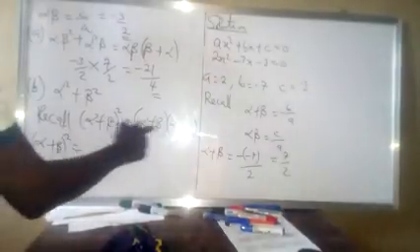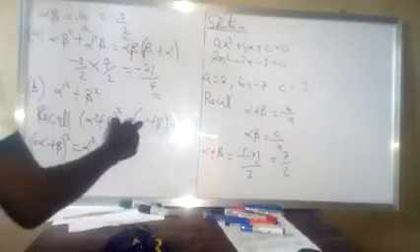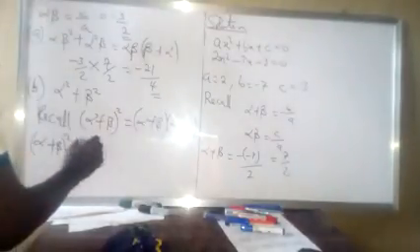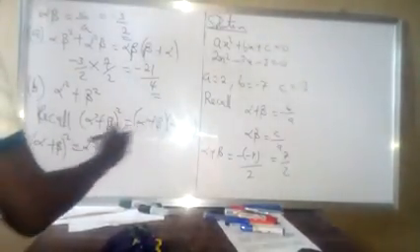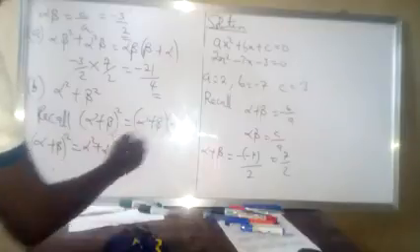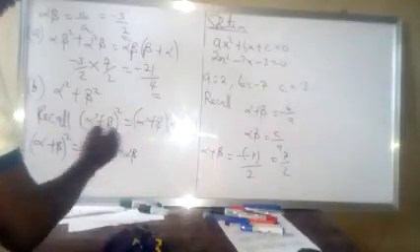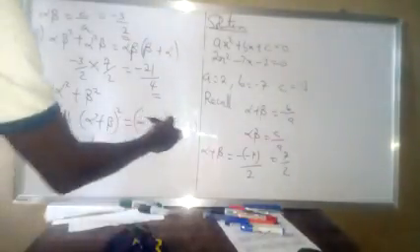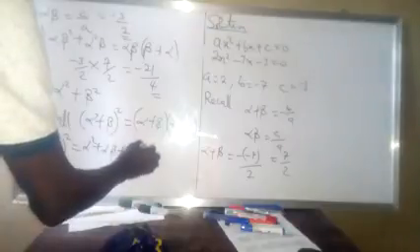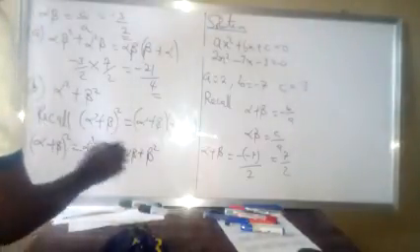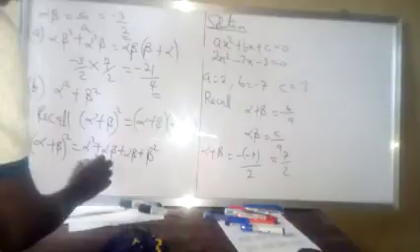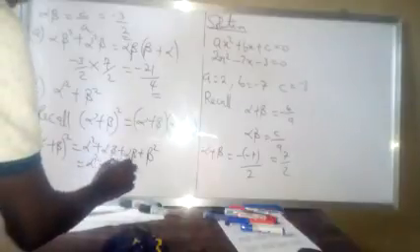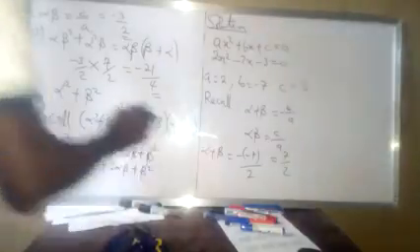equals alpha times alpha, alpha squared, plus beta times alpha, plus alpha beta. We are trying to expand this. Plus beta times alpha, plus alpha beta or beta alpha, they're the same thing. Plus beta times beta, that's plus beta squared. So that will give us alpha squared plus 2 alpha beta plus beta squared. Okay?